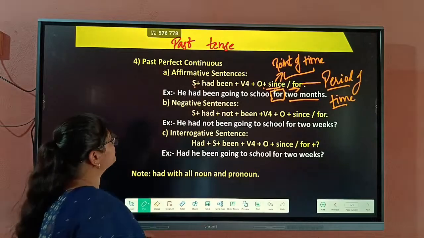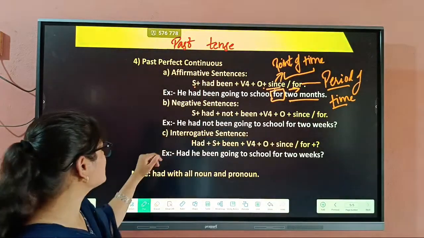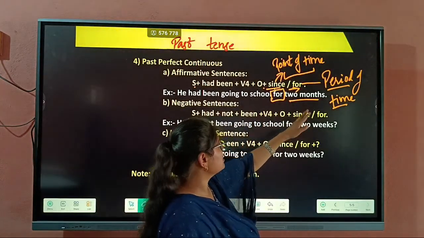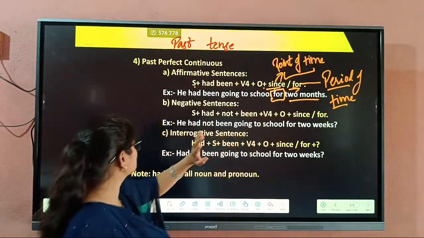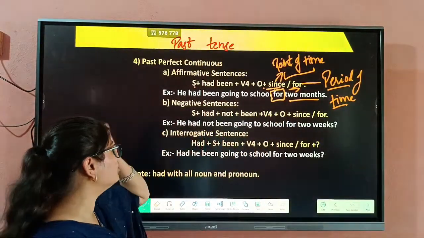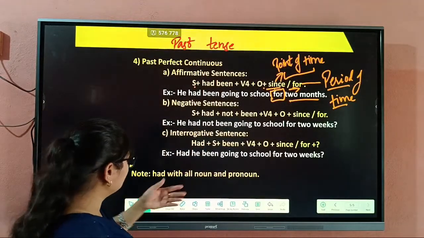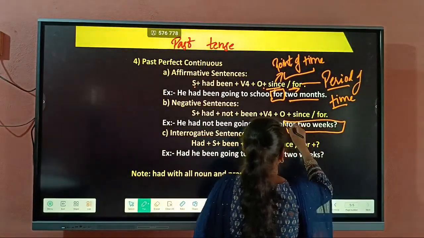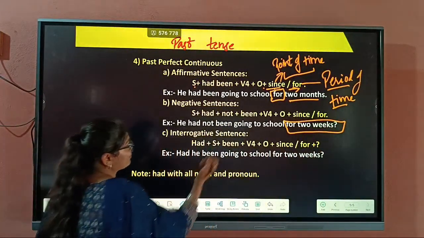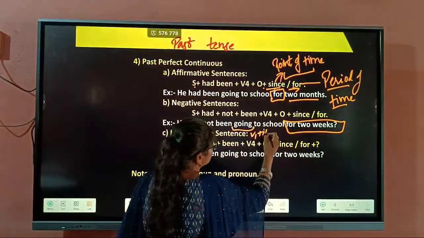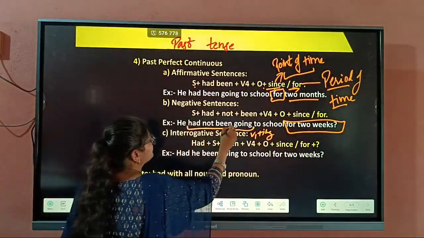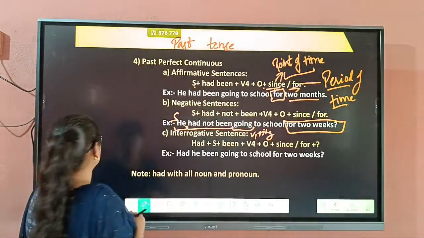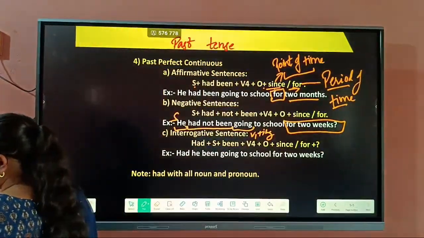Now, we will discuss another one, that is the negative sentences. Subject plus had plus not plus been plus verb's first form plus ing plus object plus since or for. Yes, students. He had not been going to school for 2 weeks. For 2 weeks. Verb's first form plus ing. Had not been, he, subject. Okay.